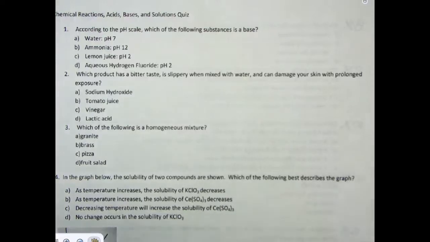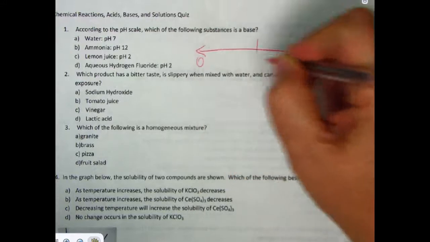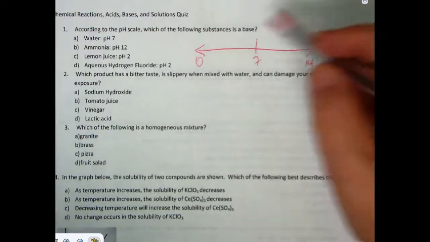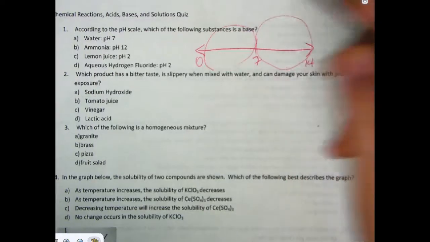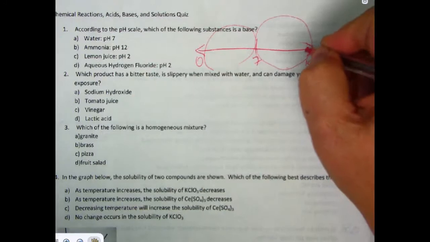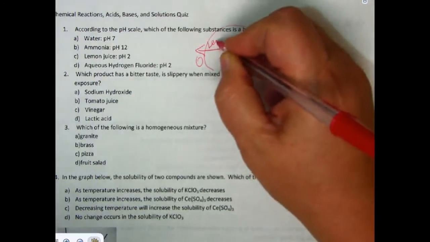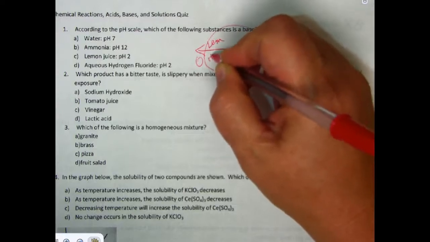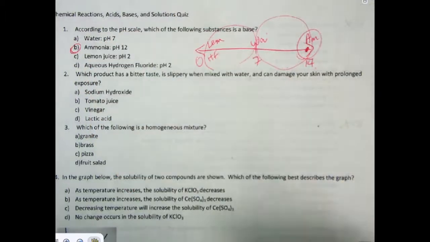Okay, so I'm going to take up the quiz from today. According to the pH scale, which of the following substances is a base? The pH scale goes from 0 to 14, 7 being neutral. Those to the left are acids and those to the right are bases. So if you put your acids and bases on here, there would be ammonia, water, lemon juice, and aqueous hydrogen fluoride. Ammonia is over here on the base side, so that's why B is the correct answer there.